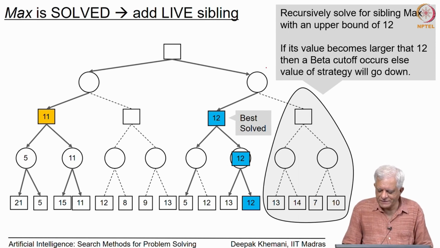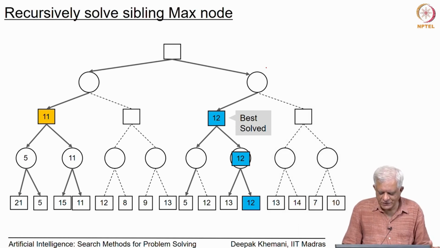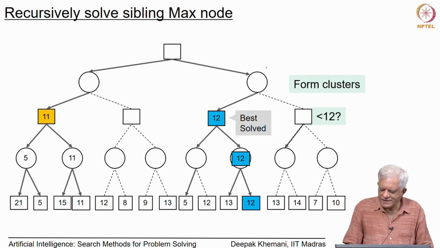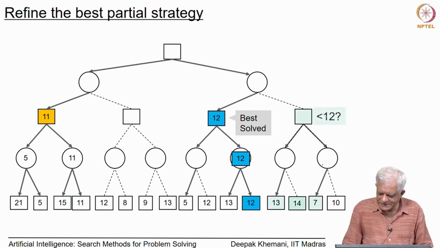So, we do this recursively, which means we again consider the subtree and make clusters and then refine the best cluster and so on. So, this is what we are doing now. We are doing this sub cluster, and we want to check whether its value is going to be less than 12. So, we do the same thing as before, we choose all children for max and one child for min, and then we have got the clusters, in this case 2 clusters, one has a value of 13 and the other has a value of 7, and we will refine the best cluster essentially.